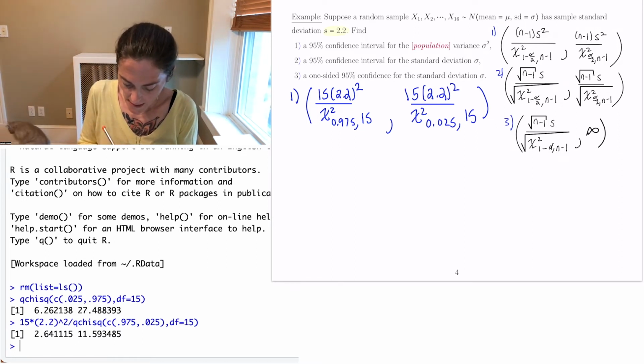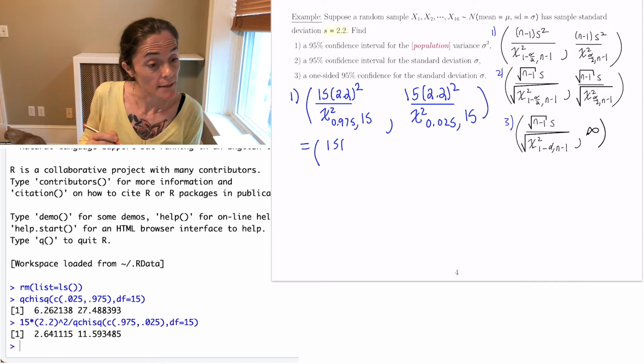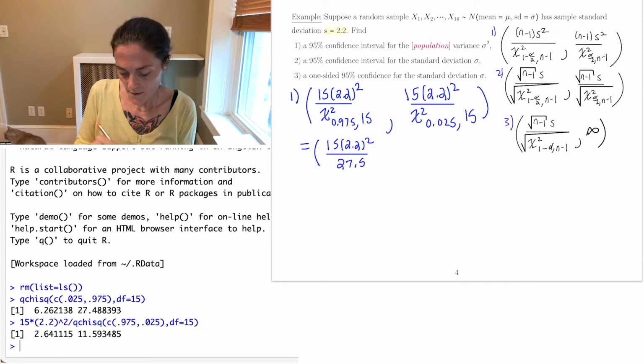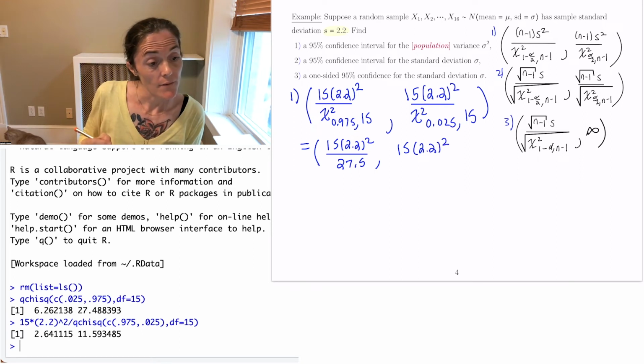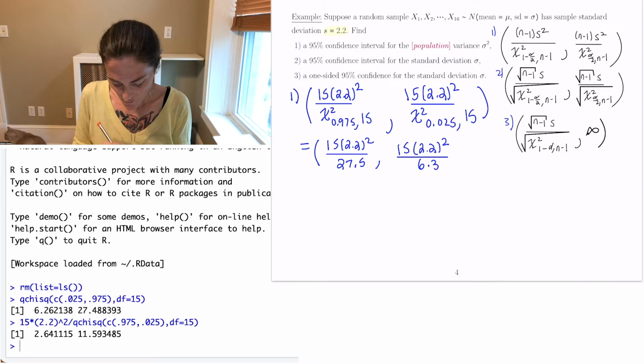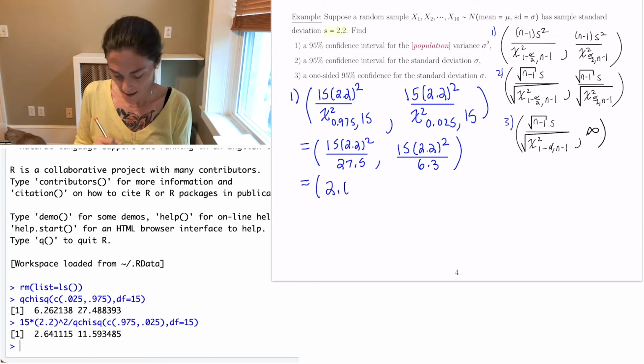Maybe I will take an initial step and write the quantile down. So we have about 27.5, and then this 0.025 quantile, we have about 6.3. The interval, we get 2.64 to 11.59. This is number 1.